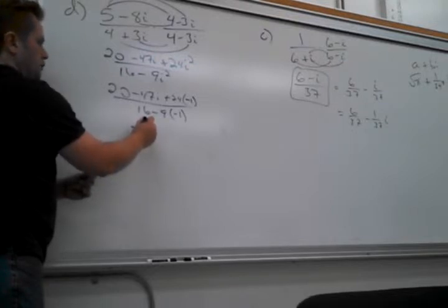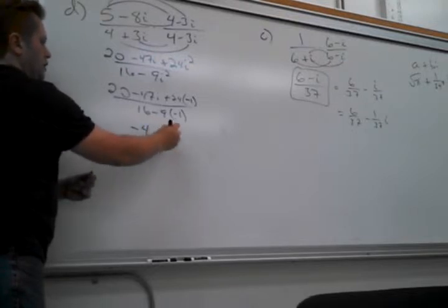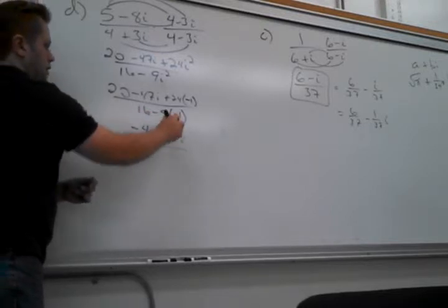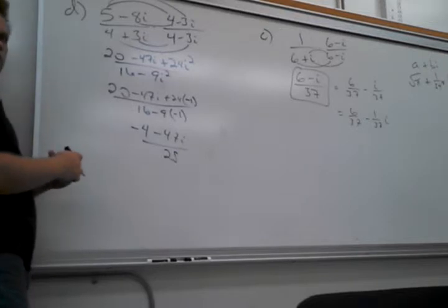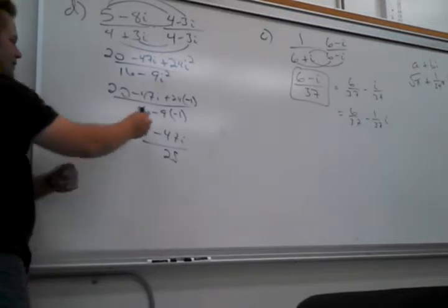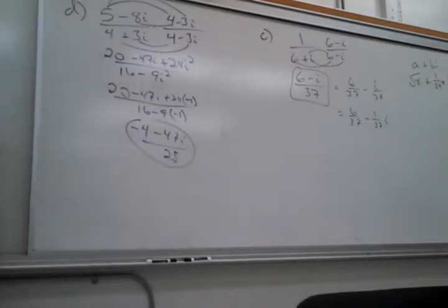Minus 4. Minus 4. Alright, and then you got the minus 49i. 25. And 16 plus 9, 25. Cool. Close. The ballpark.